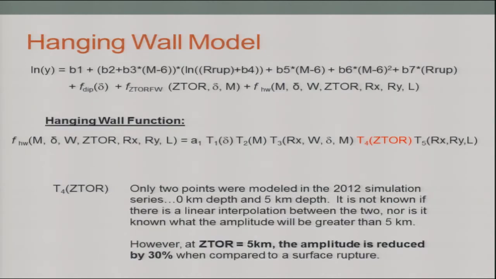The next term is the depth term, which is T4. We only had 2 depths that we looked at. We looked at a surface rupture and one at 5 kilometers. What we don't know is whether it is linear between 0 and 5 kilometers depth. Is it maybe parabolic? We don't know. We know that there's a reduction in the amplitude by 30%. What is it at 10 kilometers? I don't really know. We don't have the simulations in order to rationalize that. So for now, we've just said, okay, for a depth of about 5 kilometers, you can anticipate about a 30% reduction in your amplitude.